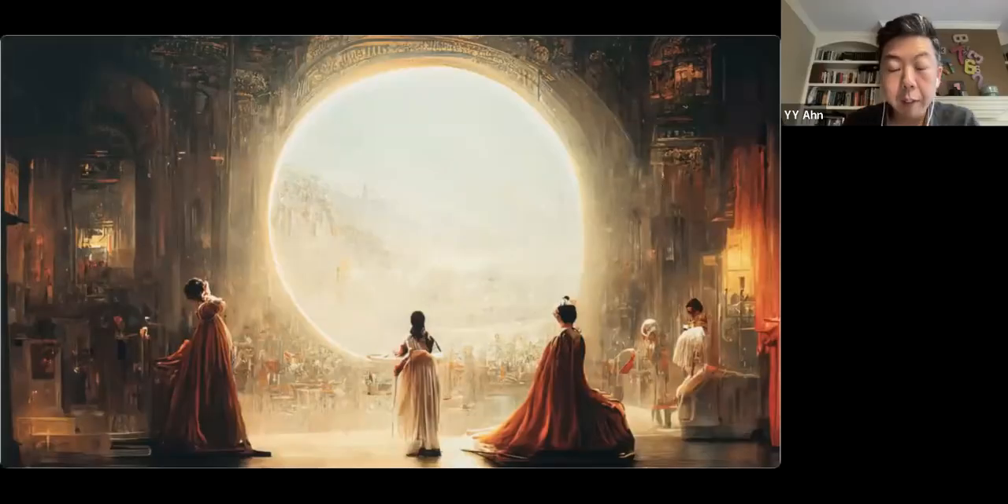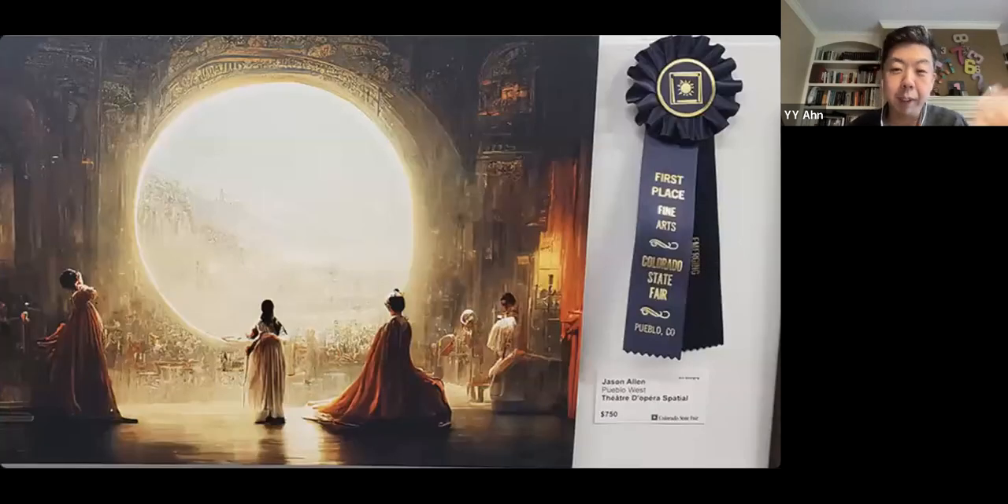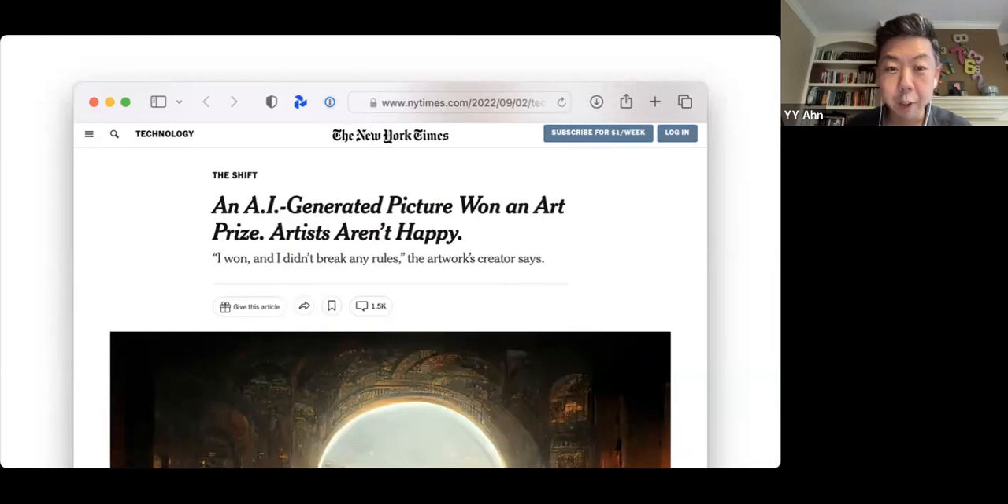Do you recognize this painting? Anyone? I think some of you know this. A special thing about this painting is that it won a small state fair. But another interesting thing is that it's an AI generated painting created by Midjourney.